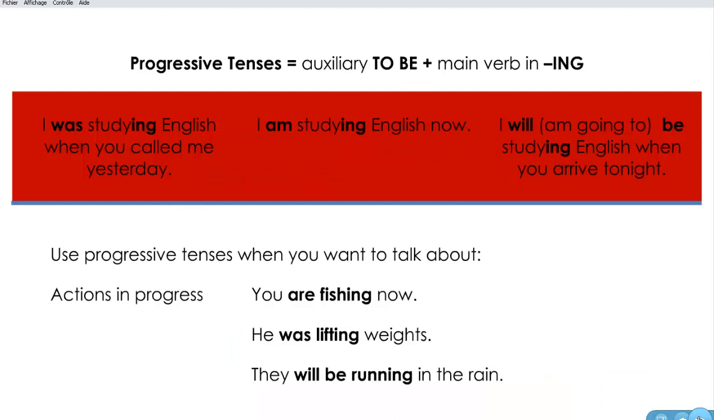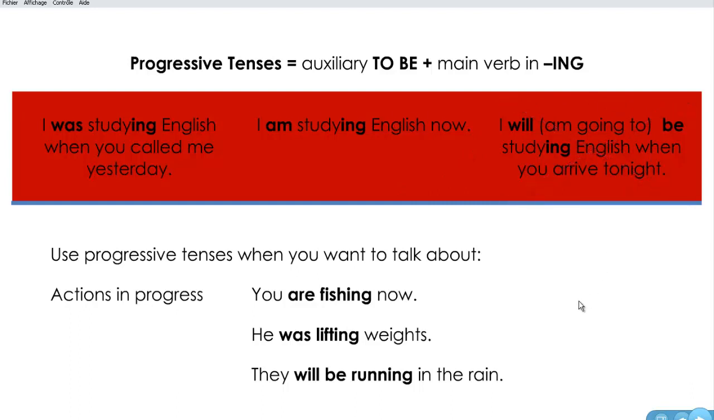So progressive tenses are formed with the auxiliary to be plus the main verb in ing. So we have here the 3 time periods where it can be used. So in the past, here, I was studying English when you called me last night. The present, I am studying English right now. And you have also the future, but we're not going to touch this one for now.